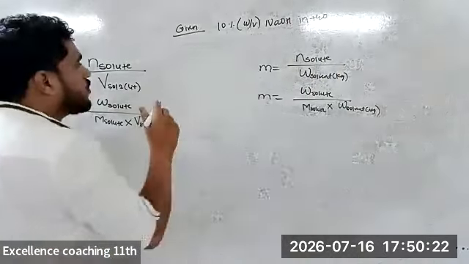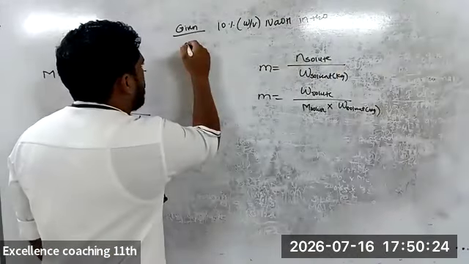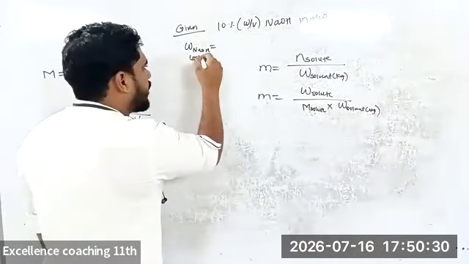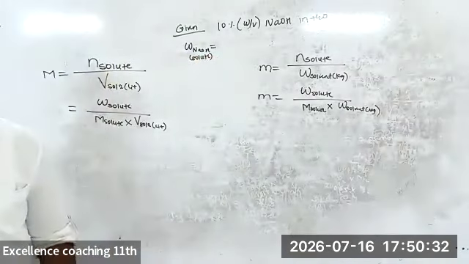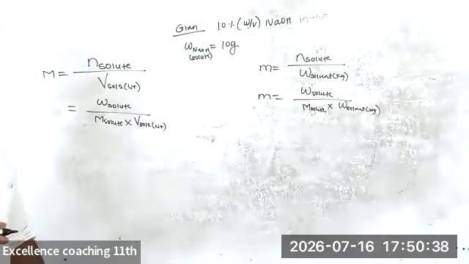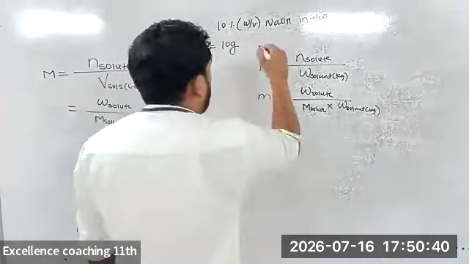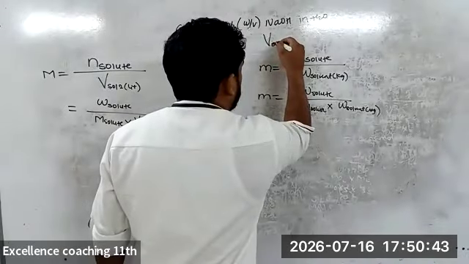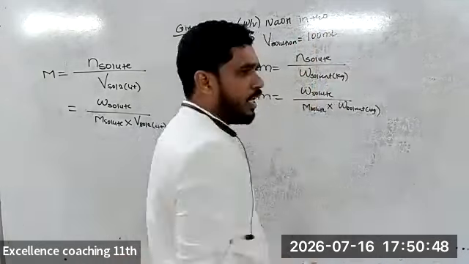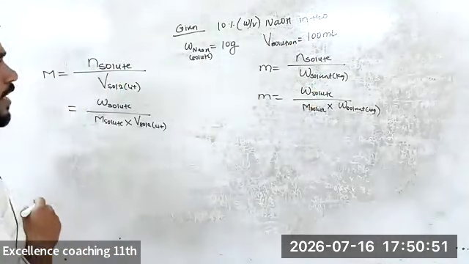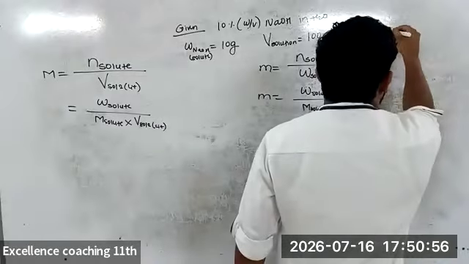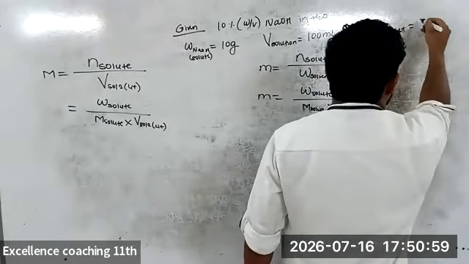So first thing I will write here, W of NaOH, mass of NaOH, correct? And NaOH is my solute, yes or no? Mass of NaOH, that is my solute. How many grams? 10 grams. Now, is the volume of solution given? Volume of solution, it is 100 ml, correct? Anything else is required for us? What is required? Mass of solvent. How to find mass of solvent?